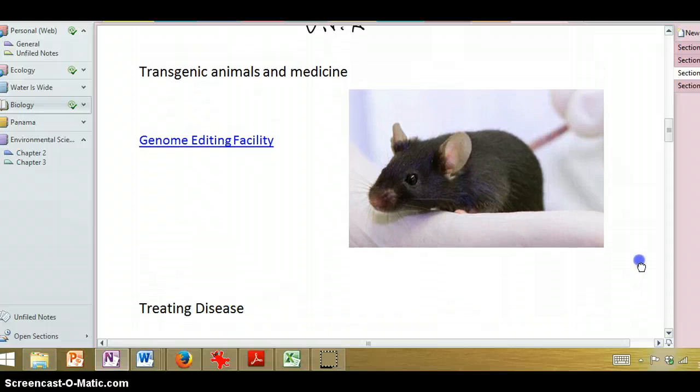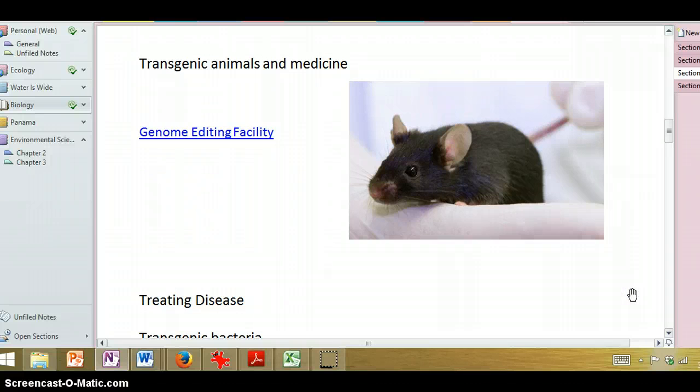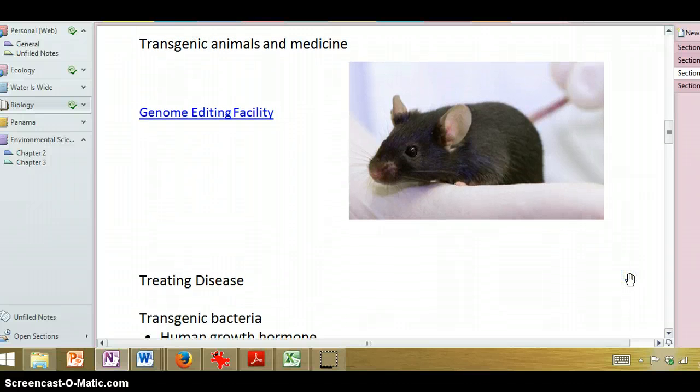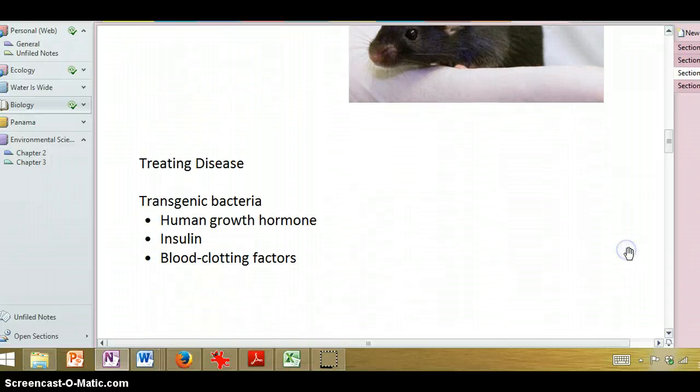Again, animals are limited, but here's a link to a lab at the University of Iowa that works with genetically modified mice. And as far as I could tell from the website, they will produce genetically modified mice for you if possible.